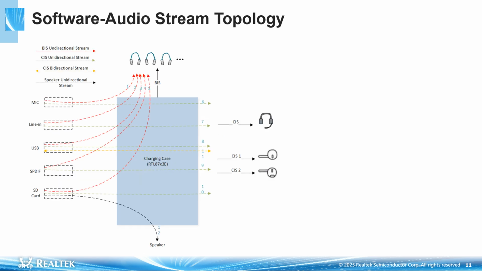The audio data stream topology of the charge case is shown in the diagram above. The charge case supports 4 types of audio streams. The data stream from the input device can be transmitted to the headphones via CIS and BIS. Additionally, the charge case also supports local playback. For more detailed information, please refer to the audio stream section in the charge case documentation.